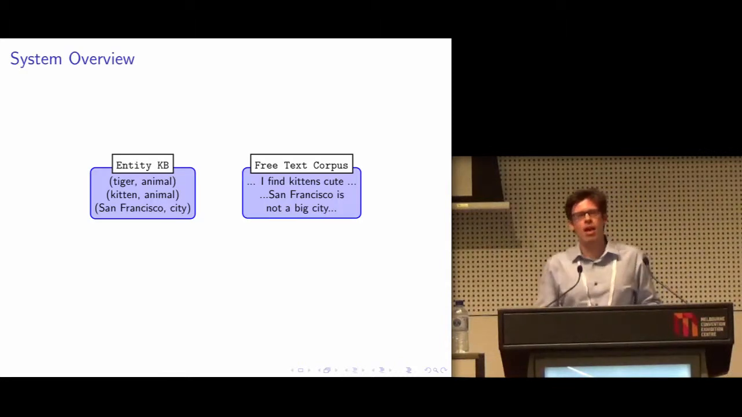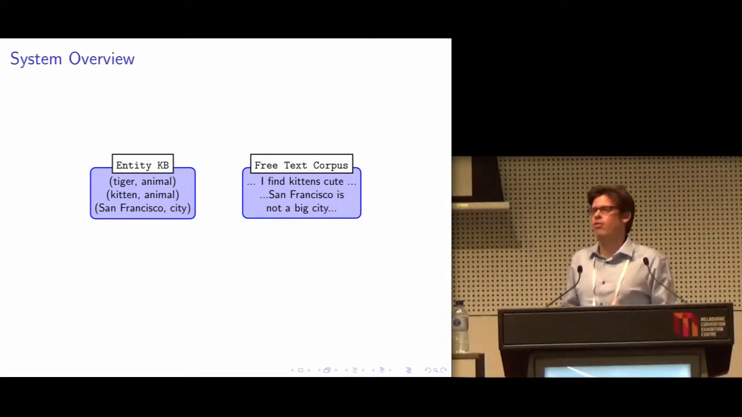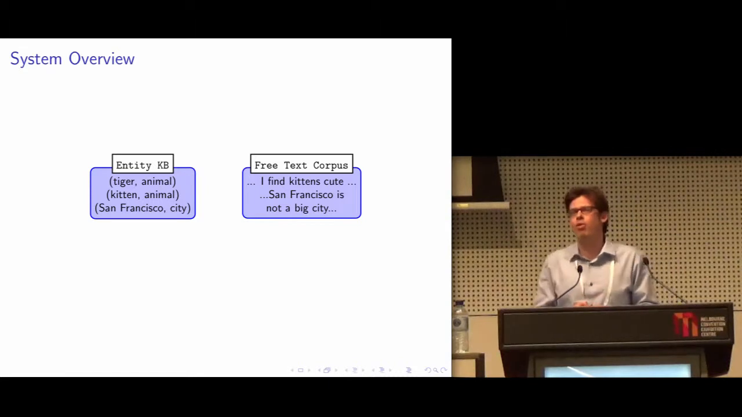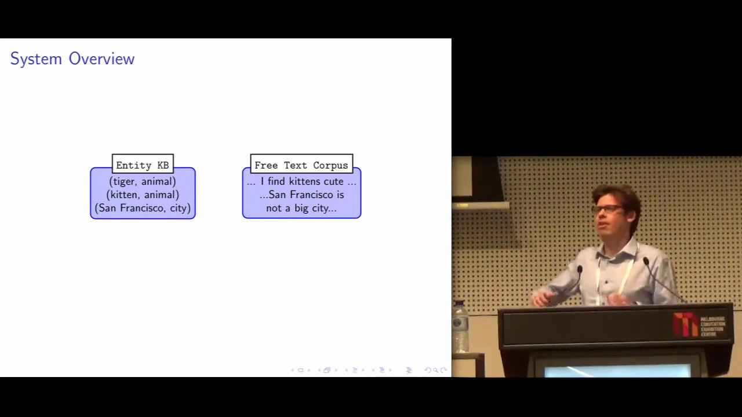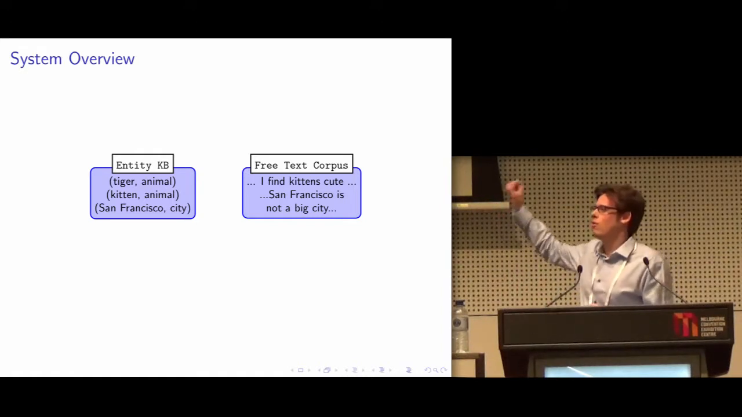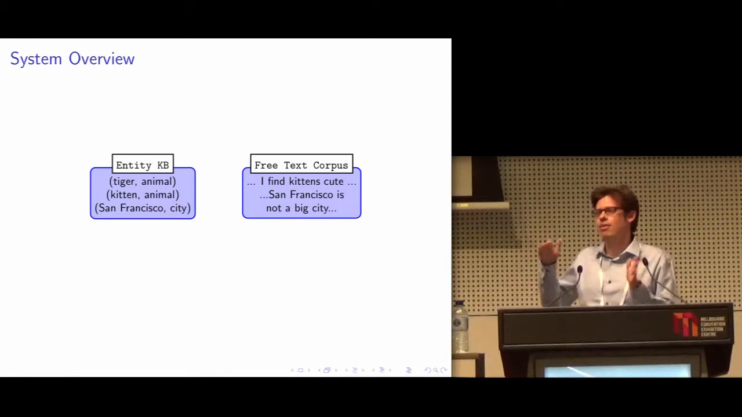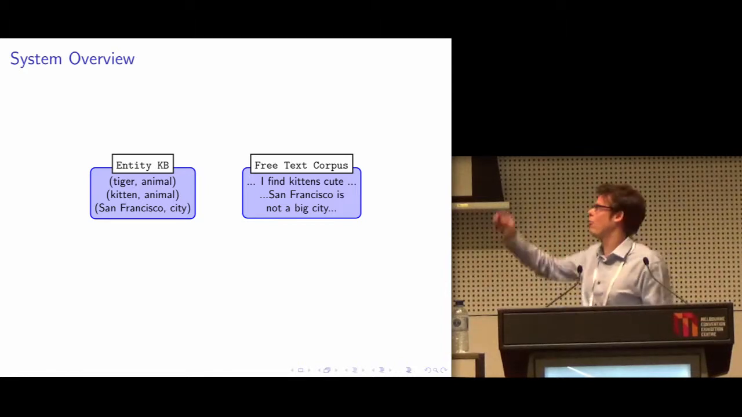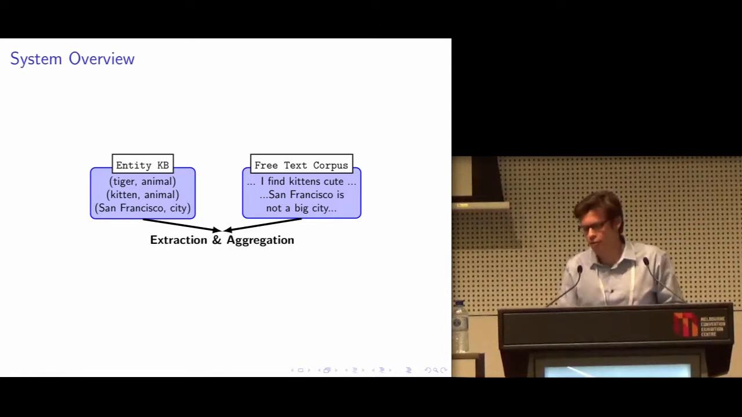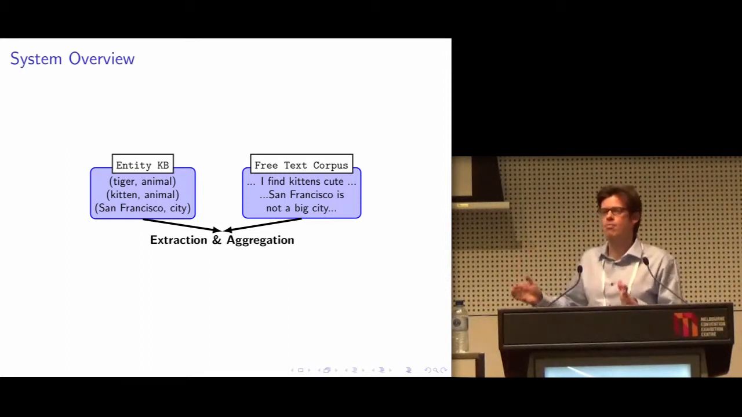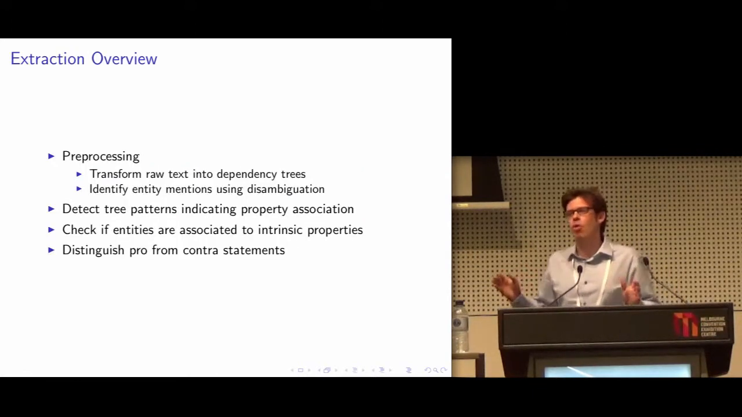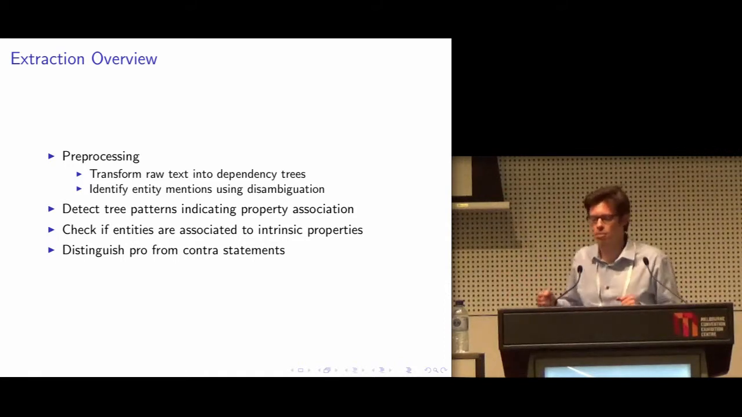The Surveyor system has two input data sets. First of all, we have a list of entities together with an entity type about which we want to learn something. And then we have a large free text corpus, what people have posted on the web, and we try to find statements in that corpus that link subjective properties to the entities from the entity list. In the first place, we extract those statements and we aggregate statements that refer to the same entity and to the same property. I will give you a high-level overview of how this extraction works. You can find more details in the paper.